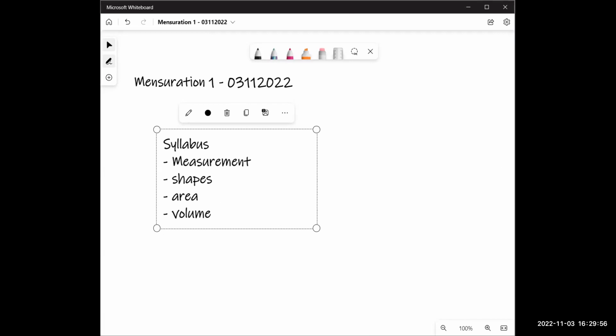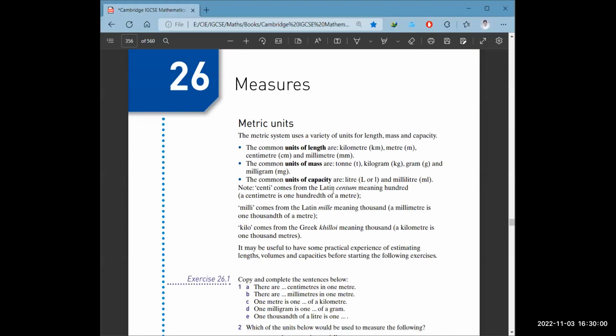Now, let's start. Can you see the book, all of you? Yes. Let's start with Najla. Read from here. The common units of length are kilometers, meters, centimeter, and millimeter. The common unit for mass are ton, kilogram, gram, and milligram. And the common unit of capacity is liter and milliliter.